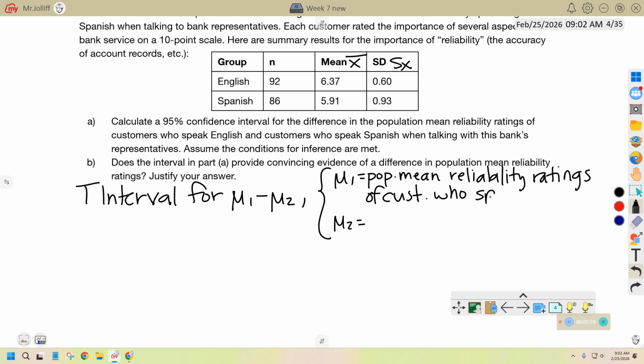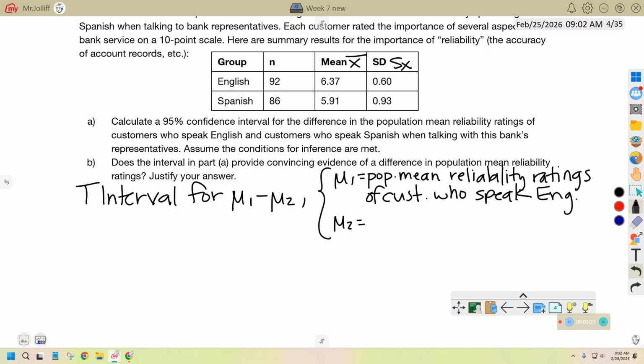who speak, and are we going to make one English or Spanish? English. Usually it doesn't really matter. You can do either. It's good practice to do it in the order they mentioned it in the problem. So the first one that gets mentioned is labeled 1. It is not that English is better. It was just mentioned first.